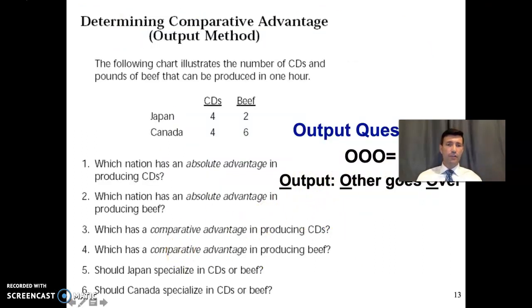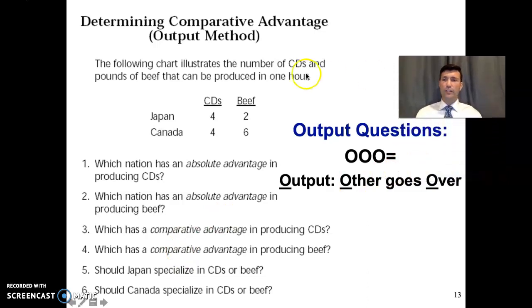So here's an example of what we call an output question. In this case, we see the number of units of compact discs and units of beef that can be produced in 2 different countries, Japan and Canada. Japan can produce 4 units of CDs and 2 units of beef. Canada, 4 units of CDs and 6 units of beef. In this case, to find the relative per unit opportunity cost, since these are units of product, we know it's an output question.